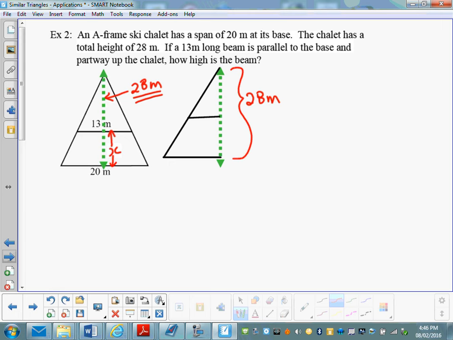So I'm going to assign some letters here. I'm going to call this A, B, and C. I'll call this D and E down here.